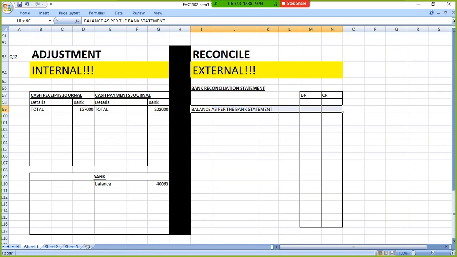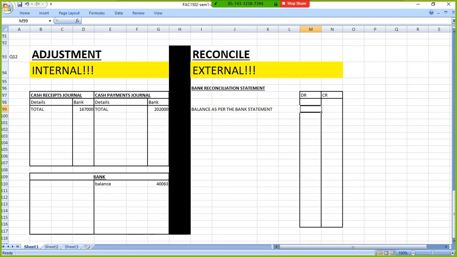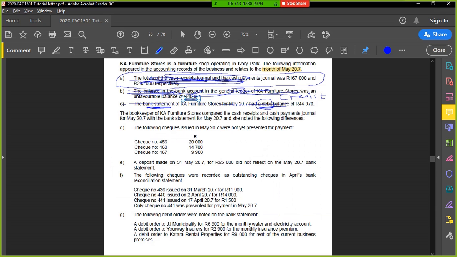So here's the bank statement. What balance does the bank statement have? A debit balance. How much does it have? 44,970. Right, we've looked at that.